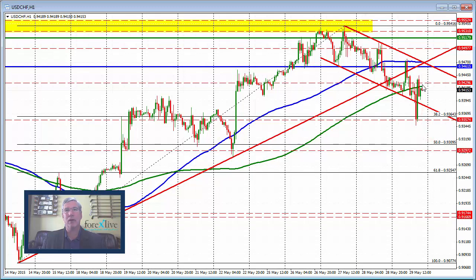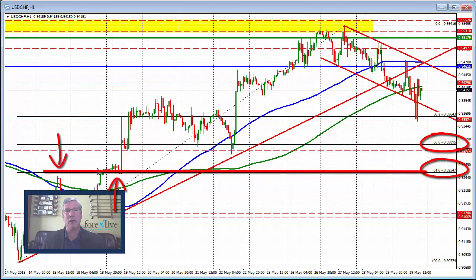Here's our 100-day moving average. Here's our trend line right here, in between those two levels. Those are going to be our risk-defining levels in the early part of next week to see which way we go for this currency pair. If we move further to the downside, watch the 50% and the 61.8% retracement, where we have this old swing high and this old little swing low before moving higher. Those two levels will be key.